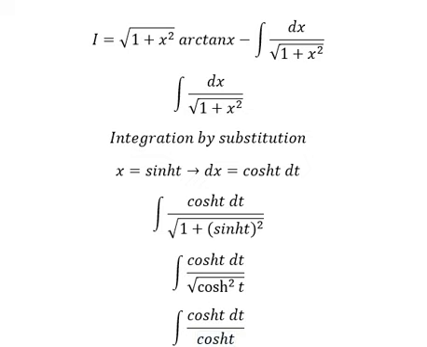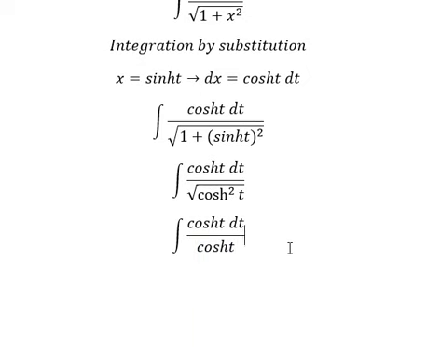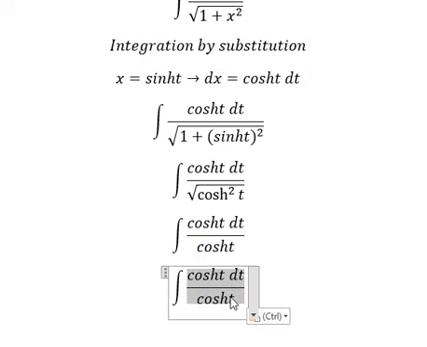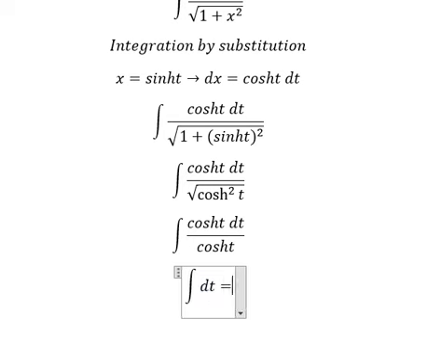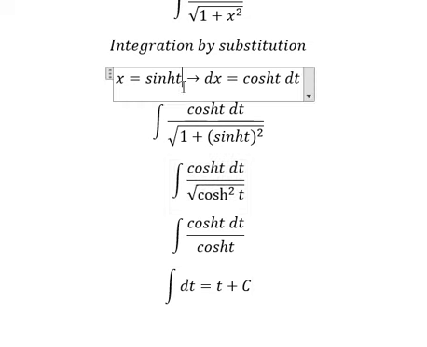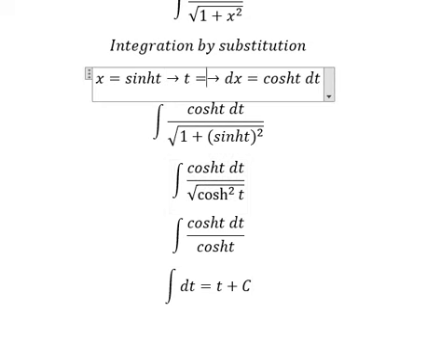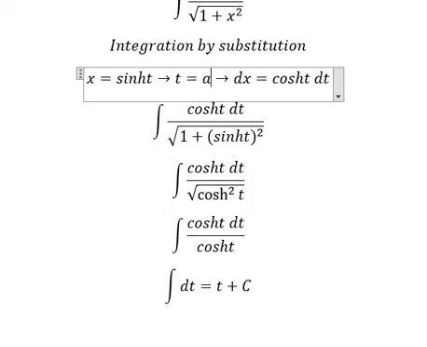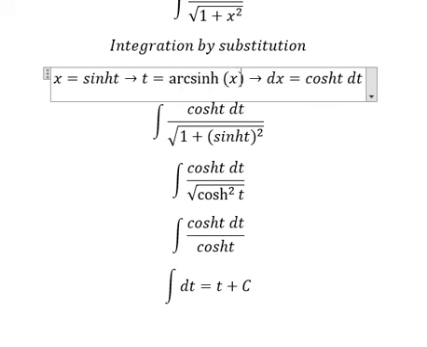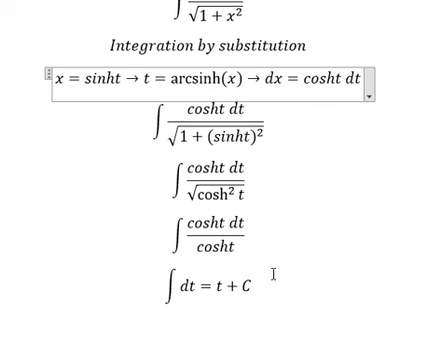Now we simplify cos t and cos t. So we have dt. The integral of dt we have t, and I will put C. So we need to find the value of t in here. That is arctan of x. So we put this one to change for t.